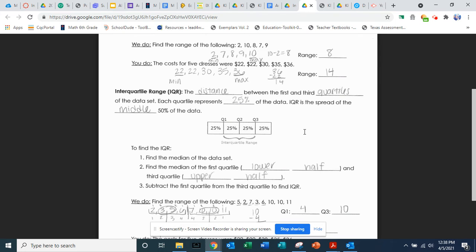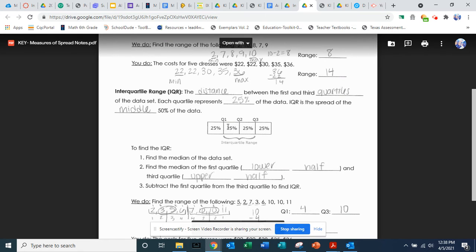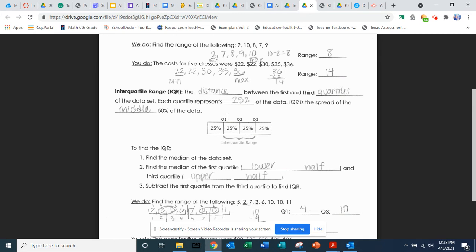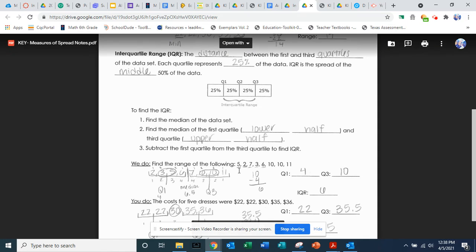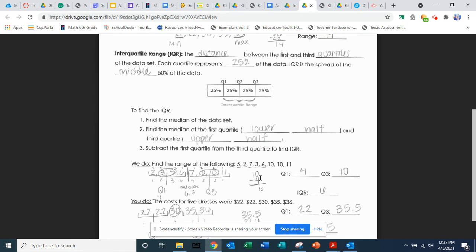What you need to do is find the median of the data set. Remember, the median is putting the numbers from least to greatest, into the lower half and the upper half. So the second quartile and the third quartile. You put them in order from least to greatest, like we did here, so 2 to 11, and then you put the data into 4 equal groups, and then you subtract.